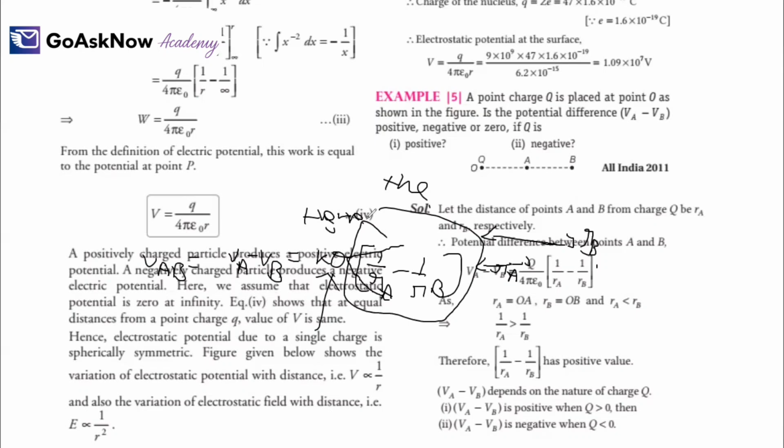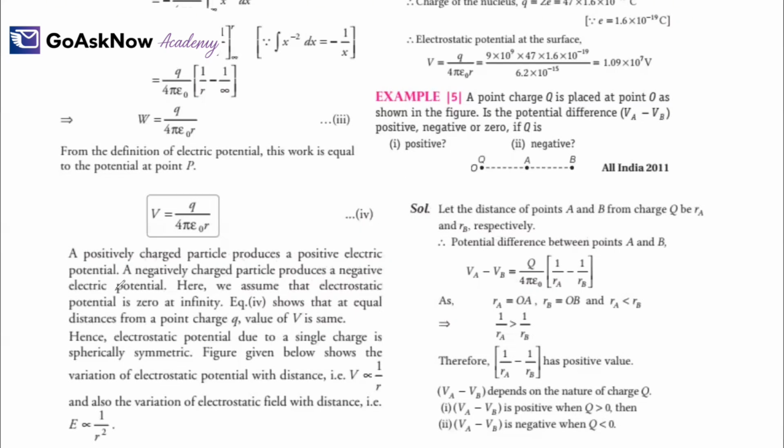So in the first part, VA minus VB will be positive when Q is greater than 0, because Q is positive here, so the whole expression will be positive. And VA minus VB will be negative if Q is negative. So for the first part, you get VA minus VB positive, and in the second part, it is negative. Okay. I hope you got this question also. So let's move further and see what is the next thing.